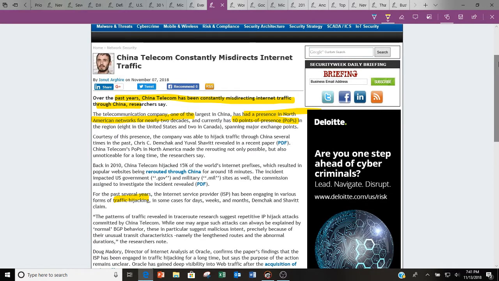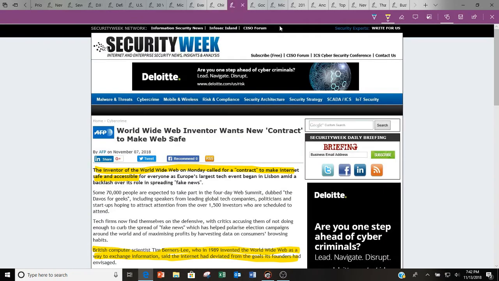China Telecom constantly misdirects internet traffic. I don't know if this is related to the BGP error that we talked about on the Google slide or not, but this company has had a footprint in the United States for 2 decades and 10 points of presence, and they've been said to be doing traffic hijacking. Maybe, maybe not.